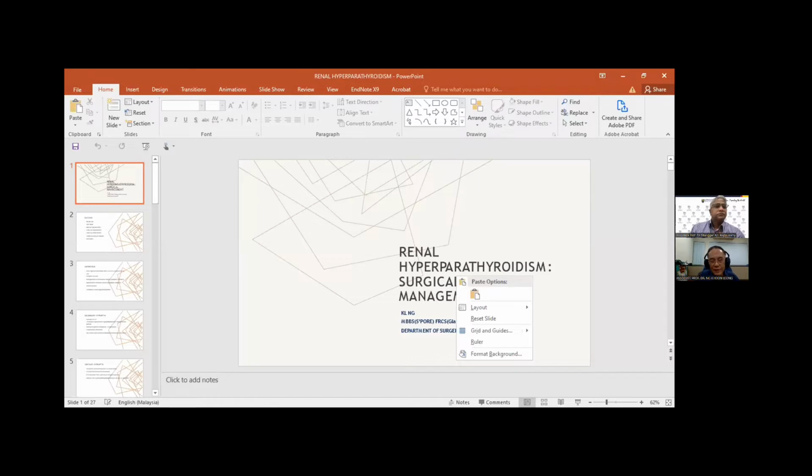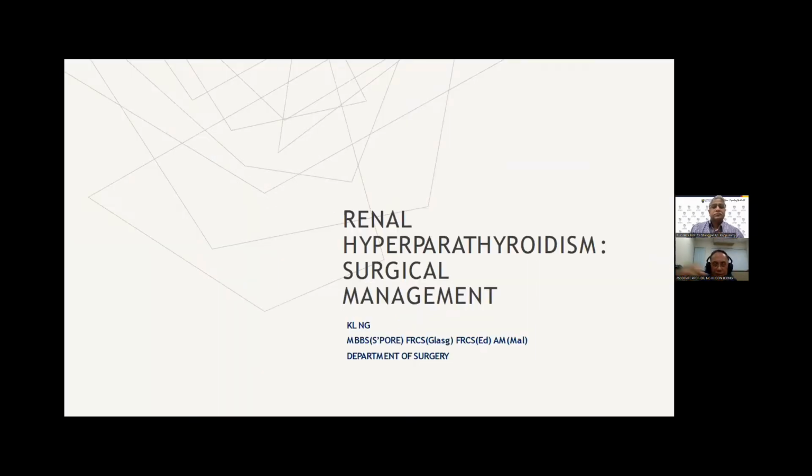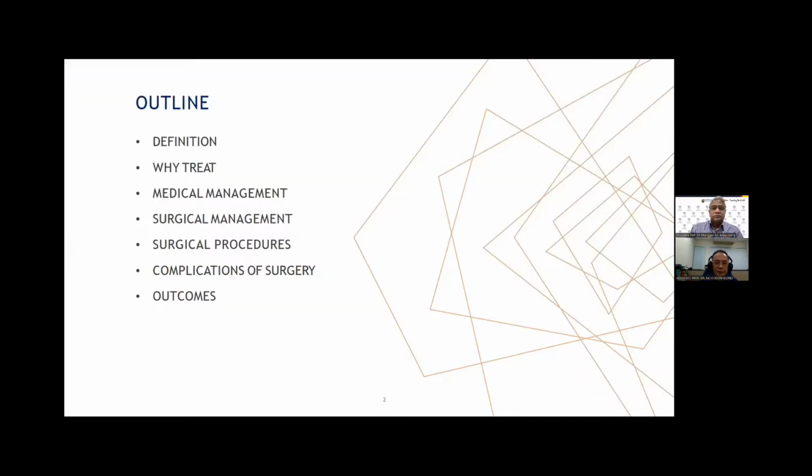So my talk today is on renal hyperparathyroidism and what the surgical management is. This is the outline of my talk this morning. We'll go a little bit into the definition, why we need to treat this condition, the medical management, and the surgical management. What are the surgical procedures that we perform for this condition? Some of the complications of surgery, and what are the outcomes?